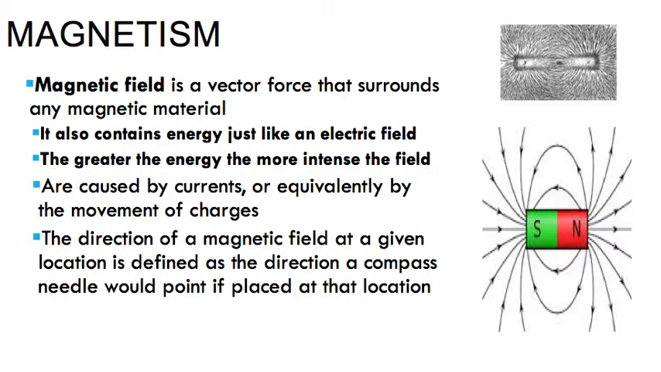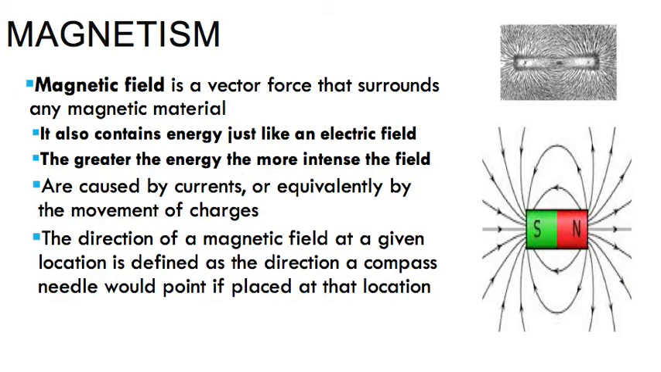Magnetic fields are a vector force that surrounds any magnetic material. Like how you can hold magnets together, and as you bring them close together, you start to feel it, like you're in that magnetic field, right? It's also going to contain an energy just like an electric field would. And the greater the energy in that magnetic field, the more intense the field's going to be. Kind of think of a really strong magnet versus a weak magnet, right?